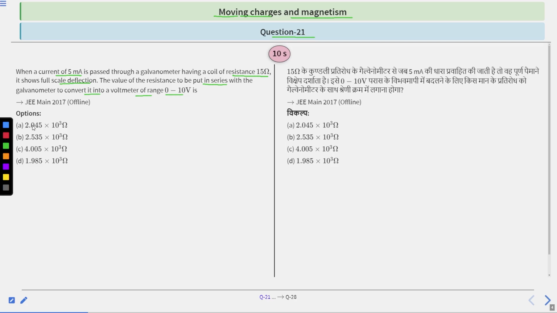Given options: option A is 2.045 into 10 raised to the power 3 ohm. Option B, 2.535 into 10 raised to the power 3 ohm. Option C, 4.005 into 10 cube ohm. And option D, 1.985 into 10 cube ohm. So which option is correct? Option A, B, C or D? You have 10 seconds to solve this question. After 10 seconds, we will provide the solution.